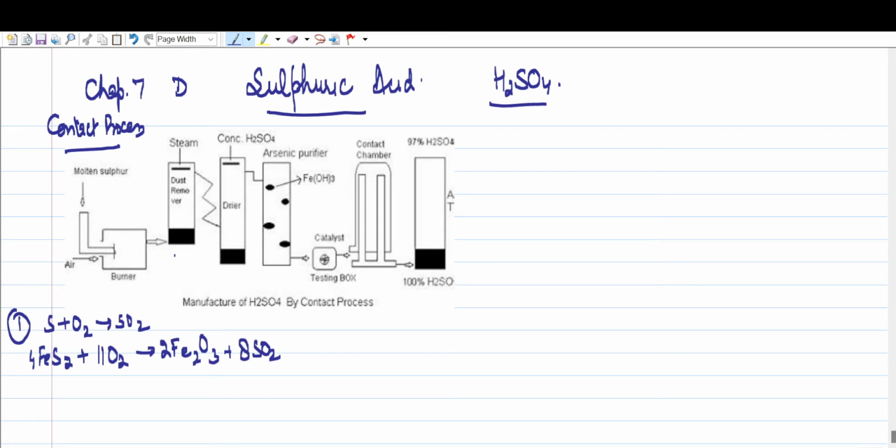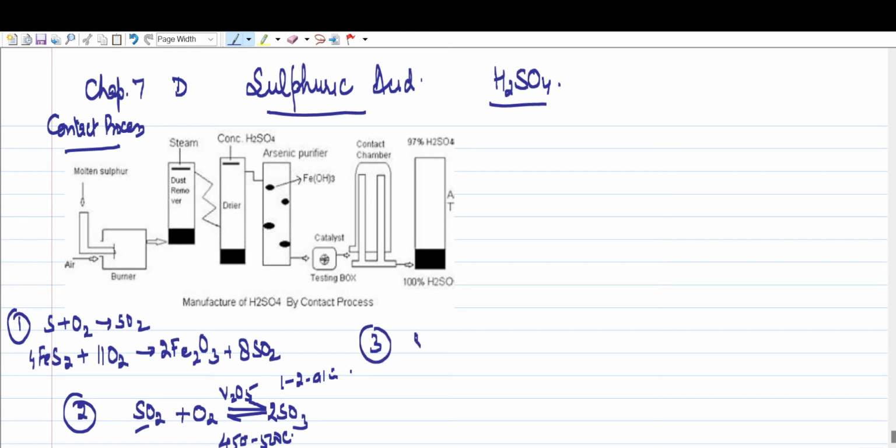Step 2 is the contact chamber. In the contact chamber, the sulfur dioxide gas which is prepared is treated with oxygen gas. The reaction is reversible and you get sulfur trioxide gas. Right, the catalyst is vanadium pentoxide. Temperature is 450 to 500 degrees centigrade. Pressure is 1 to 2 atmospheres. Okay, now what happens? Almost 98% of sulfur dioxide is converted into sulfur trioxide. So this is the second step.